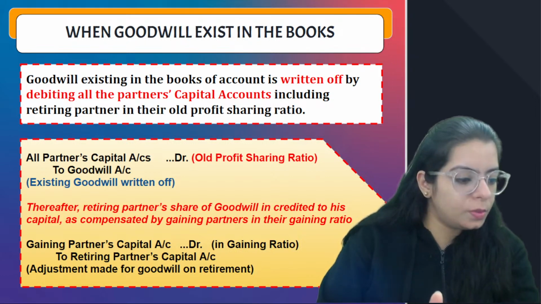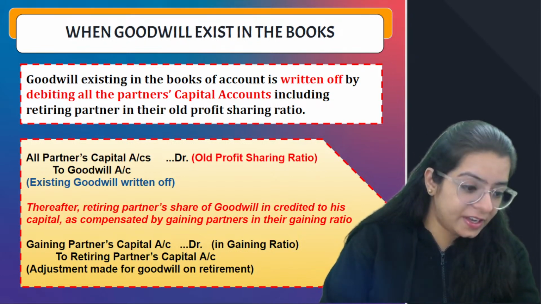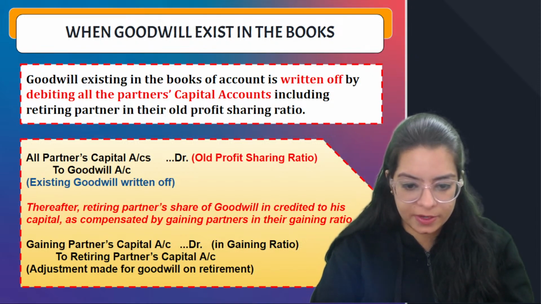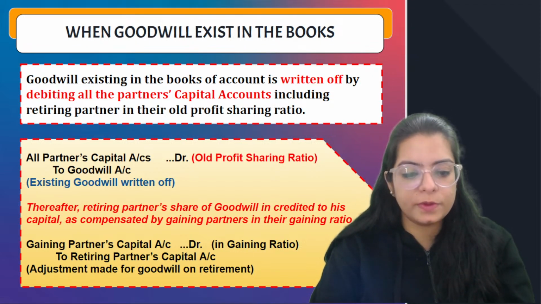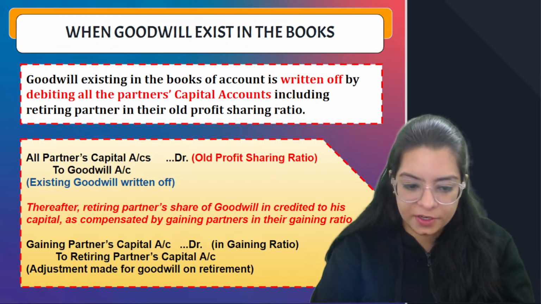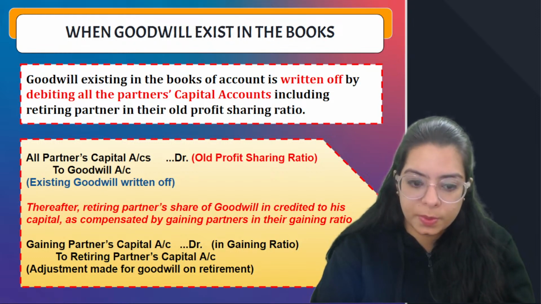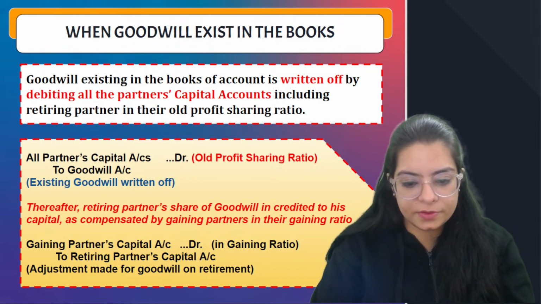When there is old goodwill, as you all know from change in PSR, there is an entry: all partners to goodwill. Very important, beta. This is old goodwill, which sometimes is visible in the balance sheet, or is mentioned as appearing in the books. Old goodwill. All these things are mentioned, so you write it off.